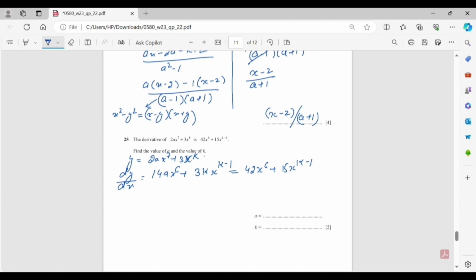Now we can compare them. 14a is equal to 42. A is equal to 42 divided by 14, which is 3, and here 3k is equal to 15. K will be equal to 5. So a is equal to 3, k will be equal to 5. This is our final answer.